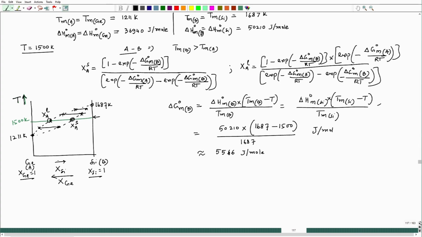Now, for delta G naught M A, which is nothing but delta G naught M germanium, I can write it as delta H naught M germanium into T M germanium minus T divided by T M germanium.